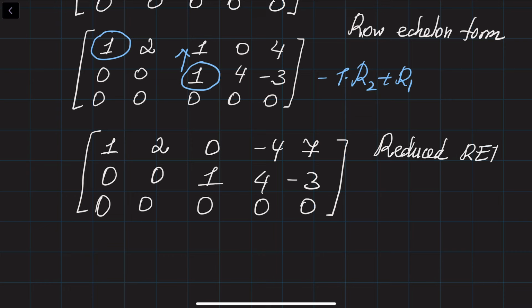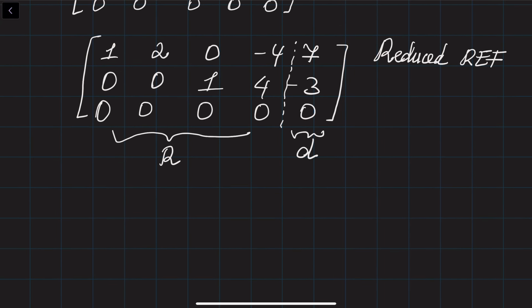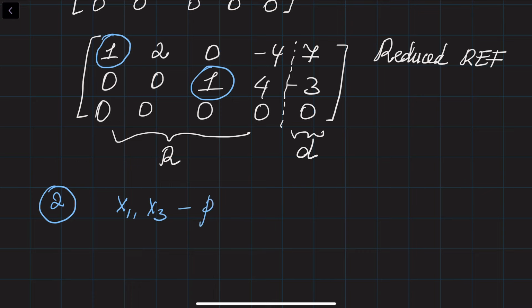This matrix is written in the form of this R matrix, right? And here we've got this d vector. The solution of this system is going to be the same as the solution of the original system. And if you remember, step number 2 is we need to identify the free variables and the pivot variables, right? So I'm going to go through all of the 4 columns of this matrix R and find the columns which have the pivots. You see the first column and the third column have the pivot.